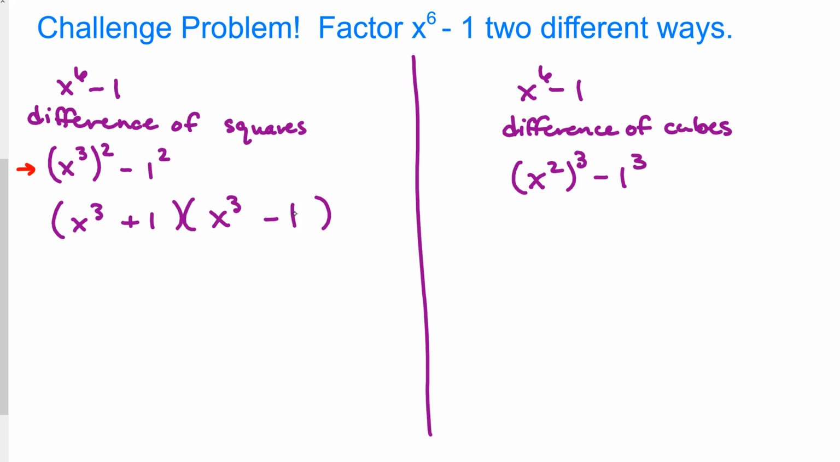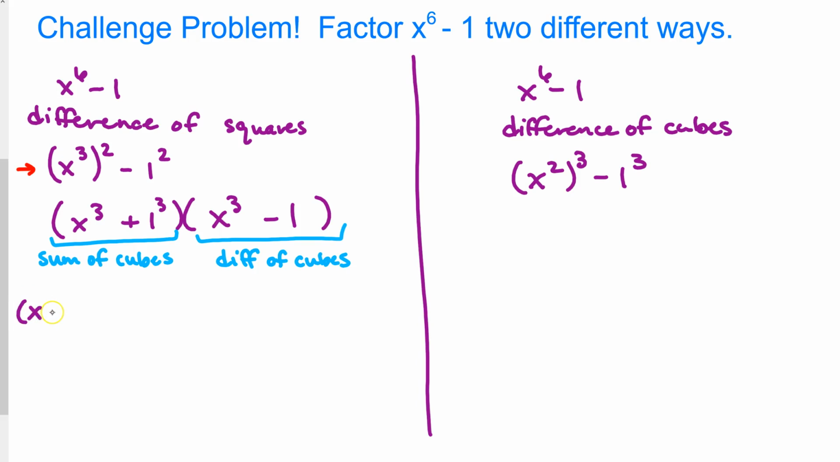Now we're not done because x cubed plus 1 is itself a sum of cubes. And x cubed minus 1 is itself a difference of cubes. Okay, so let's factor the sum of cubes. x cubed plus 1 is the same as x cubed plus 1 cubed. That would factor into, using our SOAP formula, x plus 1 times x squared minus x plus 1. And then our difference of cubes, x cubed minus 1 cubed, using our SOAP formula, factors into x minus 1 times x squared plus x plus 1.